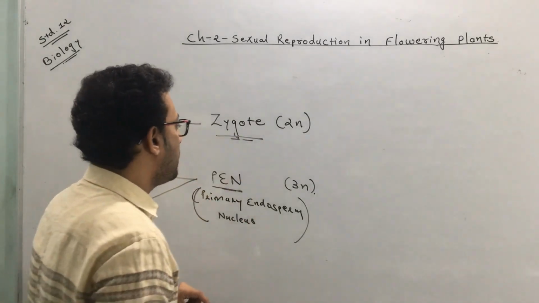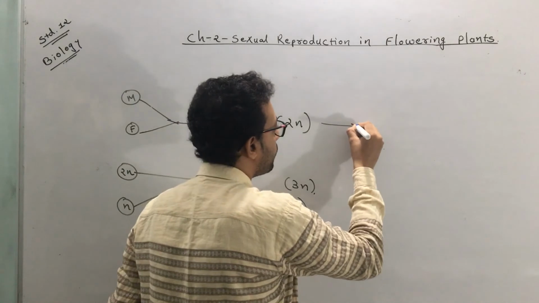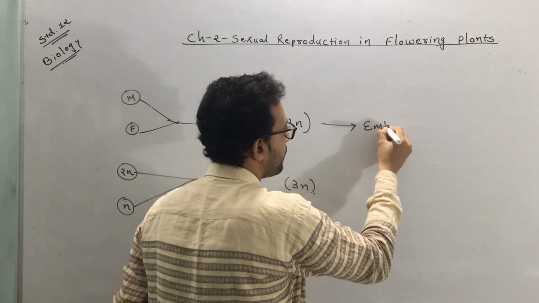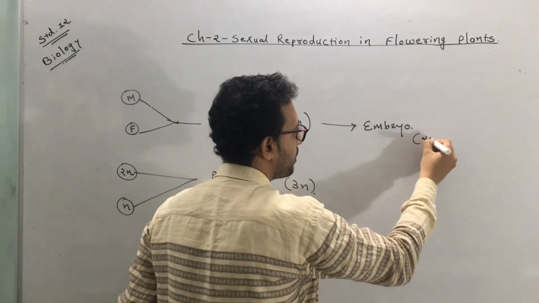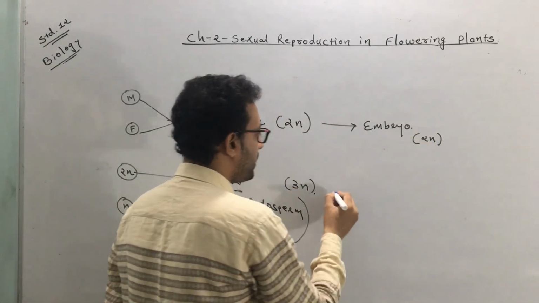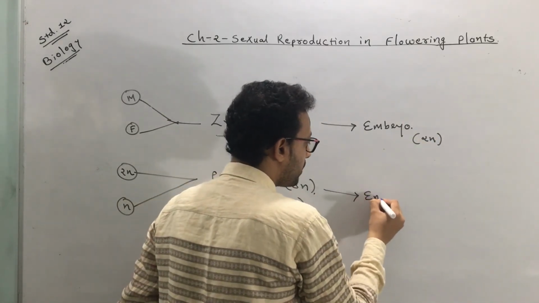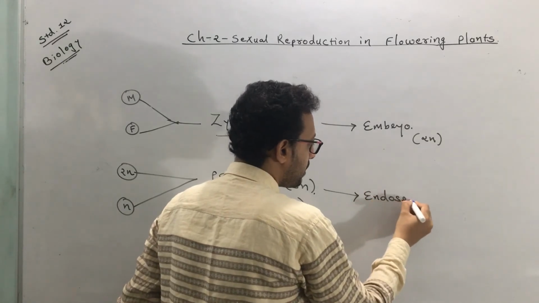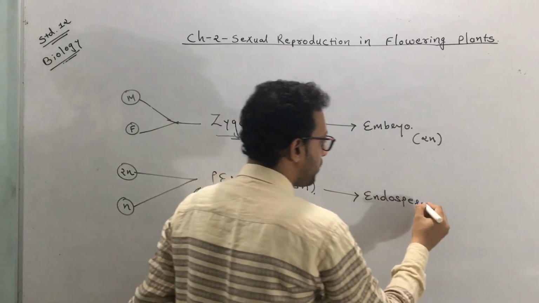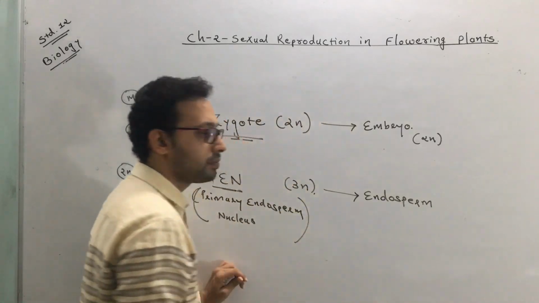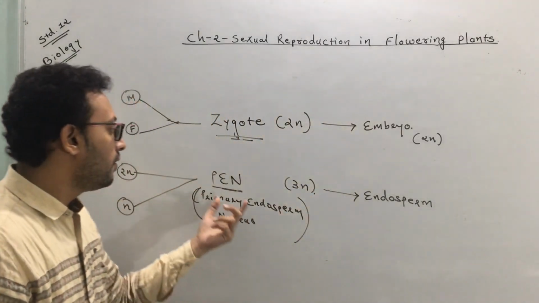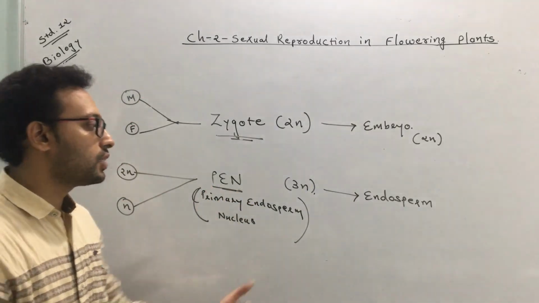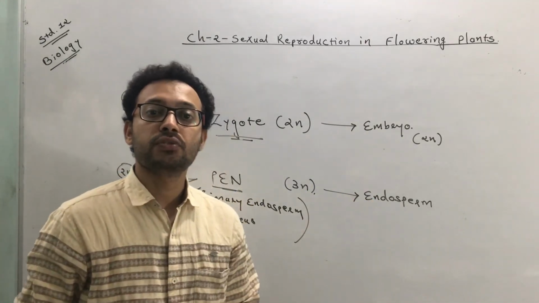Now from this zygote, what is developed? Embryo will develop, and usually it's 2N. And from this PEN, what is developed? The endosperm is going to be developed. So from zygote, what develops? Embryo. From PEN, primary endosperm nucleus, what is formed? Endosperm is going to form.